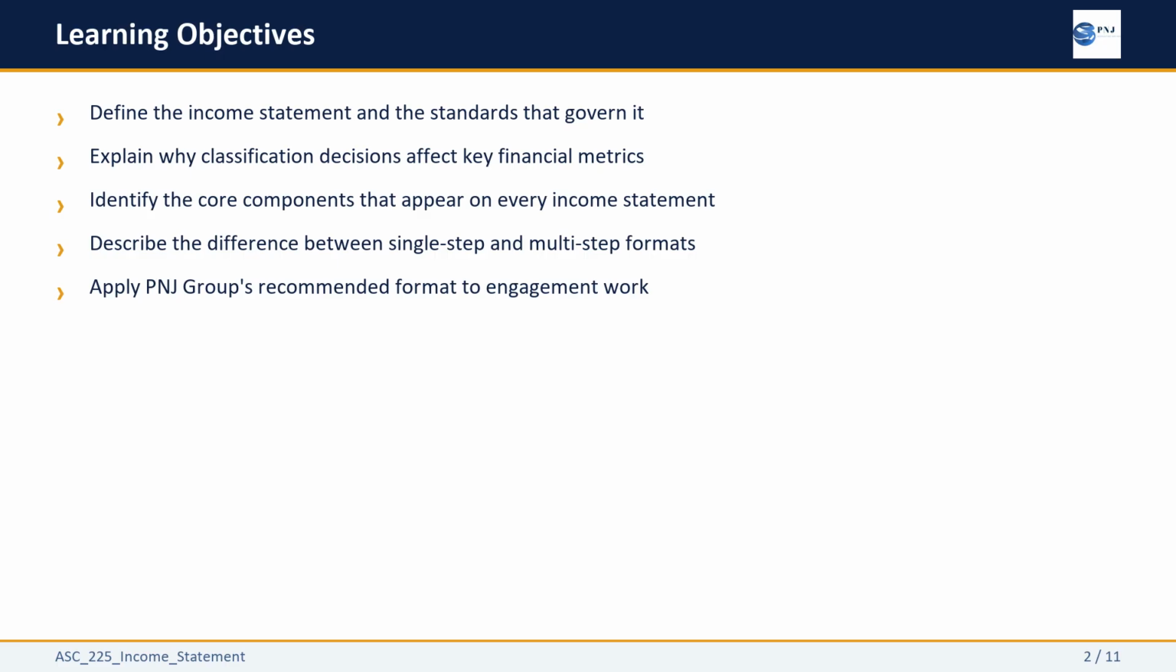By the end of this section, you will be able to define the income statement and identify the standards that govern how it is prepared. You will understand why seemingly small classification decisions, operating versus non-operating, continuing versus discontinued, can have a major effect on the numbers analysts care about. You will be able to name the core components that appear on every income statement, describe the two formats used in practice, and know which format PNJ Group recommends and why.